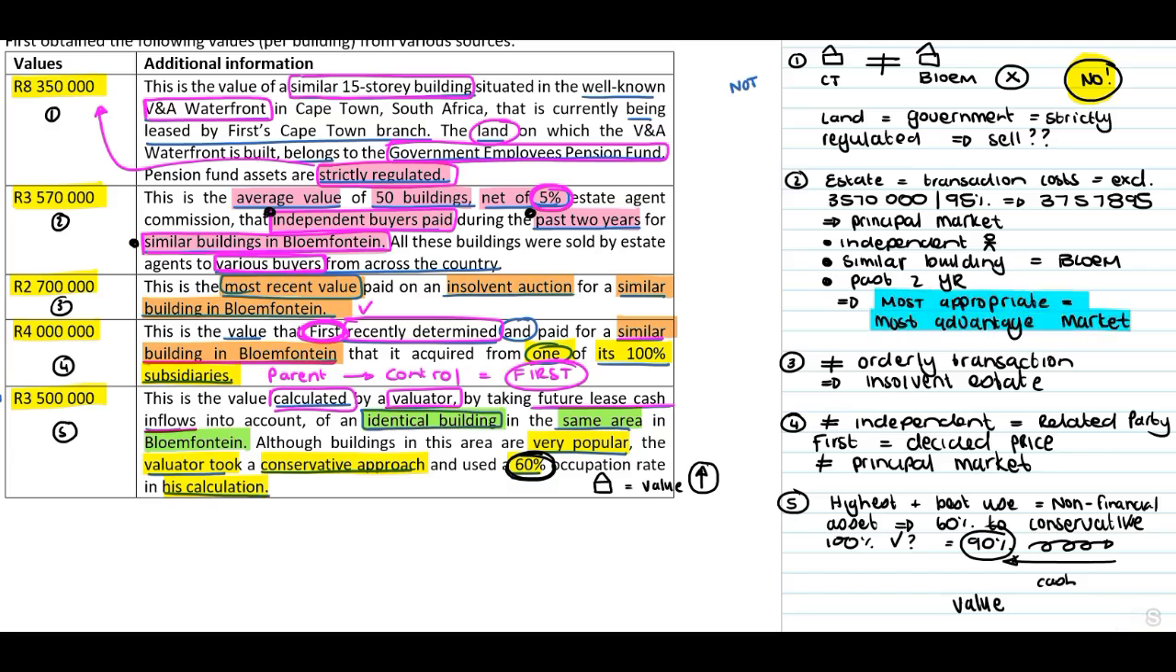Number two, we have identified that there is a most advantageous market. So let's just keep that right there. Number three, it's not an ordinary transaction, therefore no. Number four, it's a related party, no. Number five, we want the highest and best use, which we don't have because we only have this valuation at 60%. They still have to perform this and determine what is the actual highest and best use based on a better occupation rate. Therefore, no. And we can conclude, and remember your conclusion, this is your 1 mark, that this value, this 3,757,895, will be the most appropriate value to use.